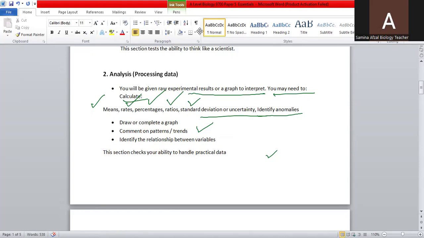The next question can be that you have to describe the trends or patterns which you have drawn on the graph. Then identify the relationship between the variables. For all variables which have been given in the paper, you must know the relationship between those variables. In this section, it checks your ability to handle practical data. In the first component, you must think like a scientist, and in the second, this section checks your ability to handle the practical data which has been given in the paper.